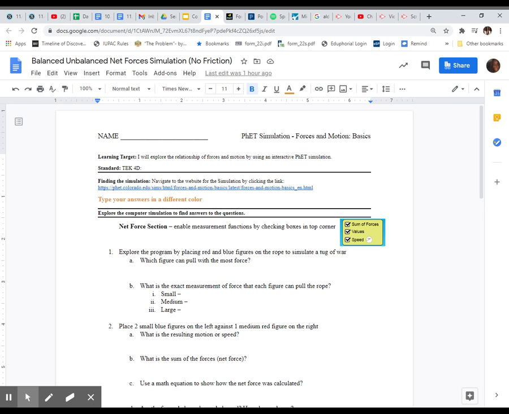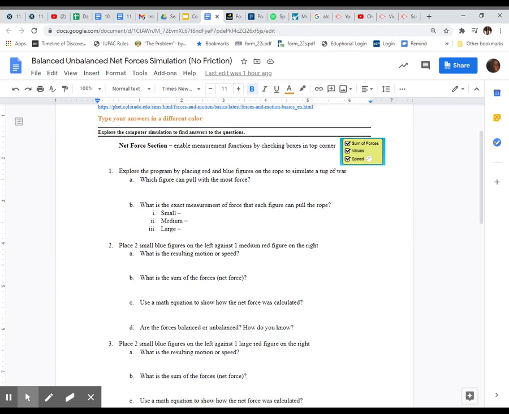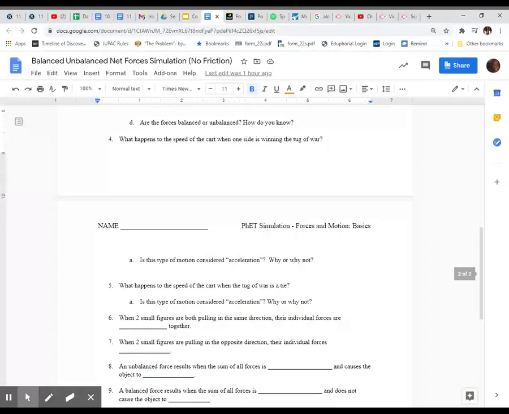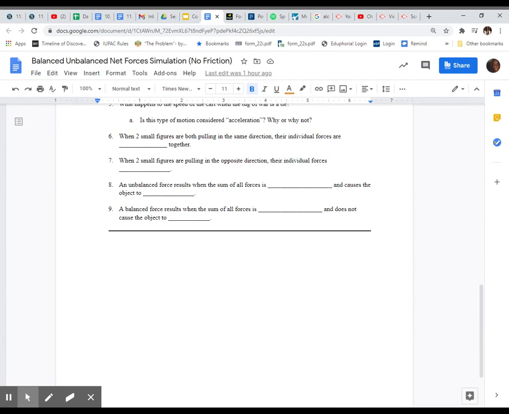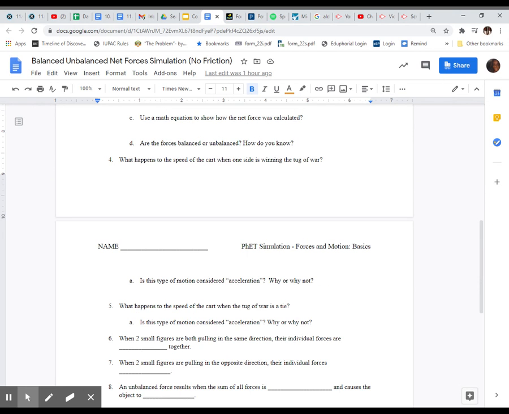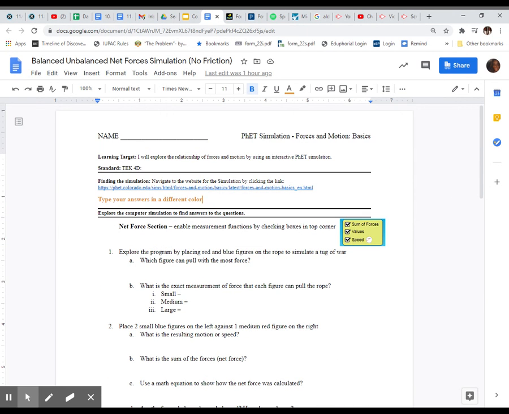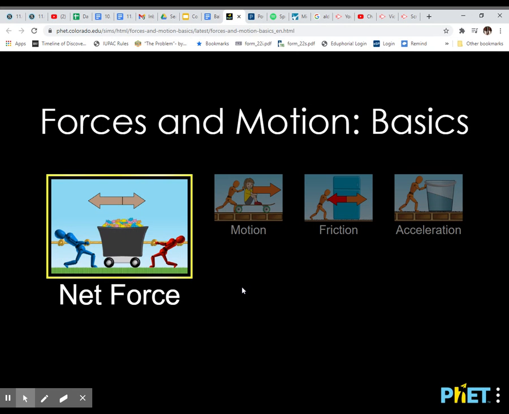Okay, guys, so to understand balanced and unbalanced forces, and then also how to calculate for net force, you're going to do a PhET simulation lab activity. So when you click the document, you're going to see this document. And it's only 9 questions that you will have to answer or fill in the blanks. Okay? So before you start, you're going to click the link that's here, and it's going to bring you here.